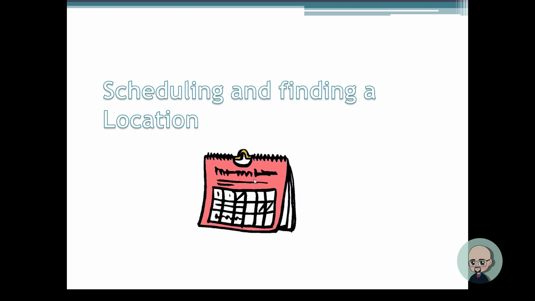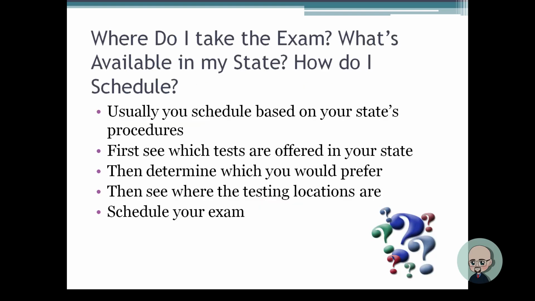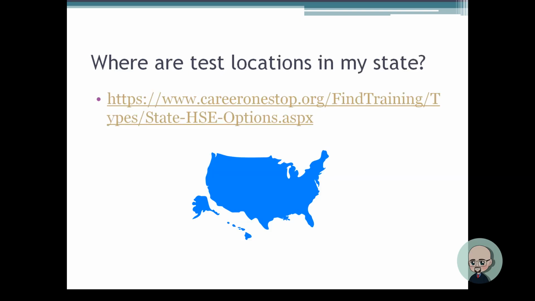Okay, so scheduling and finding a location. Where do I take the exam? What's available in my state? How do I schedule? Maybe you decided which one you're taking. That's good. Now, what do I do now? You schedule based on your state's procedures. You're going to see which tests are offered in your state. Then you determine which you would prefer. Then you see where the testing locations are. You want to find one by your house, not one by my house. Then you schedule your exam.